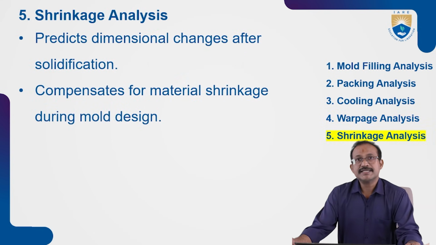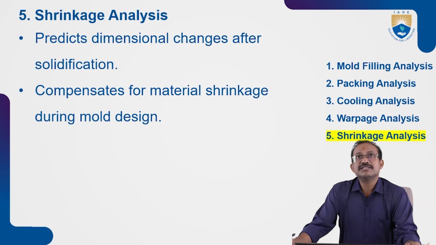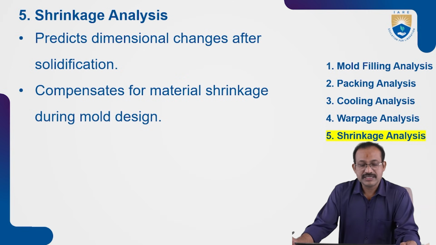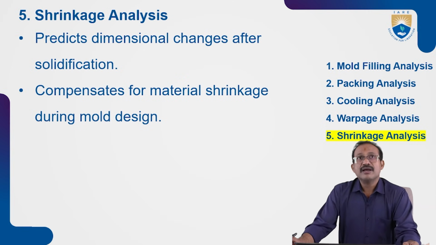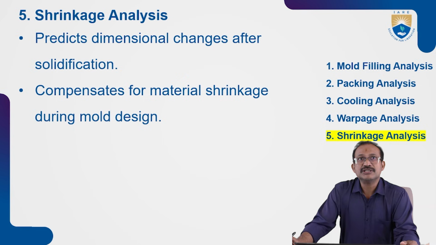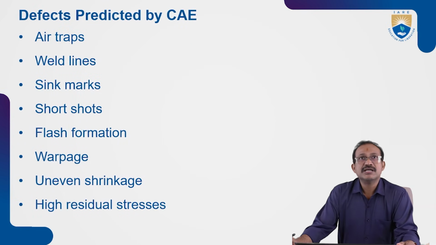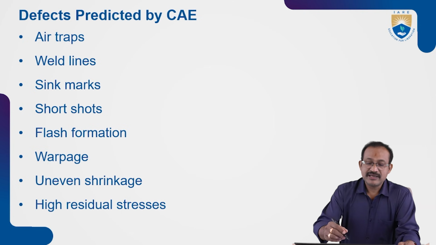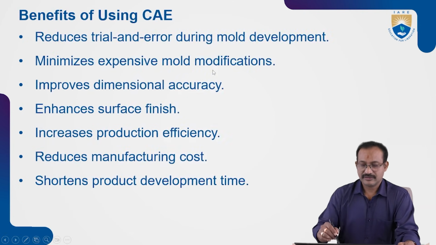Fifth one, shrinkage analysis. Shrinkage analysis predicts dimensional changes after solidification. It compensates for material shrinkage during mold design. Next, defects predicted by CAE.